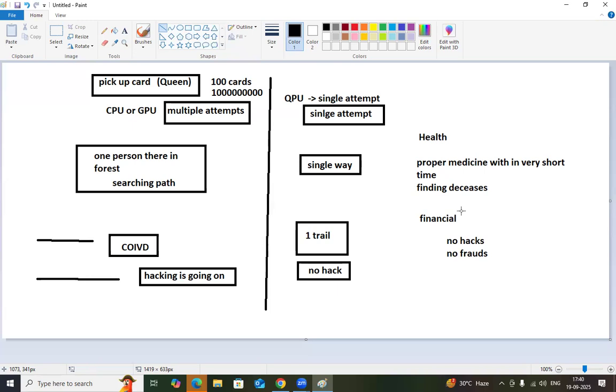There are some special features which are going to be available in the quantum computer, something like entanglement, quantum entanglement. And one more thing is quantum tunneling. So these kinds of techniques we will discuss later.